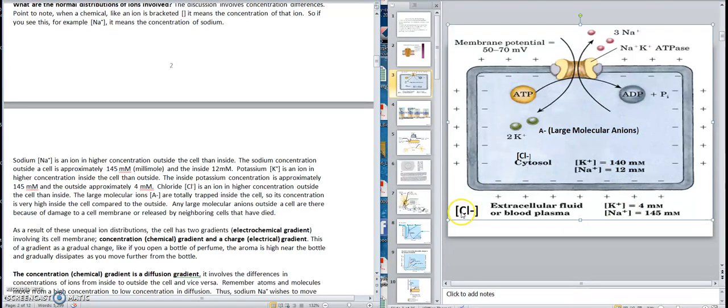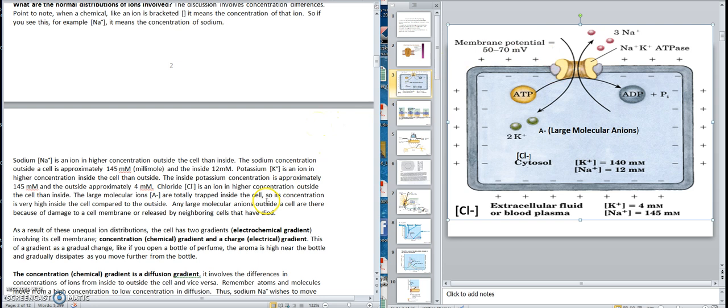Chloride is an ion that has higher concentration outside the cell than inside. So chloride is higher concentration outside. The large molecular anions are totally trapped, so obviously their concentration inside would be higher than that outside.